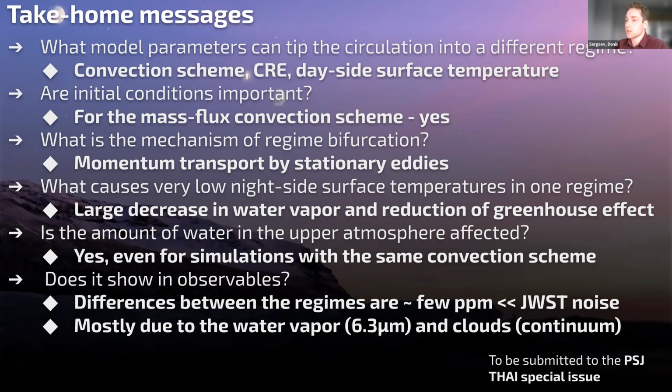And so the water amount in the upper atmosphere is also affected, even for simulations with the same convection scheme. And it affects the observables to some extent, but of course it's much smaller than the noise level of JWST, for example. So to observe that, we need the next generation of telescopes, I guess. So this work will be soon submitted to the Planetary Science Journal TIE special issue, I hope. But any feedback, any comments are very welcome. Thank you for your attention.